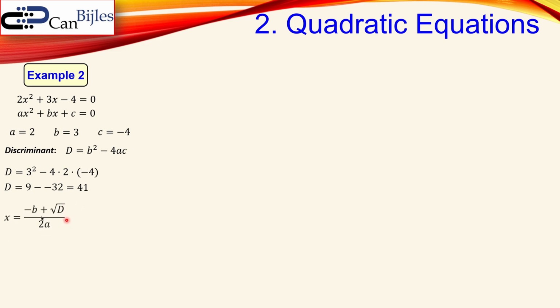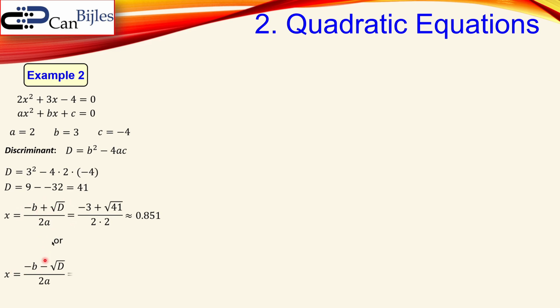Now, one of the solutions is x equal to minus b plus the square root of D, which is this discriminant, over 2 times a. And if you do that calculation, we get minus 3 plus the square root of 41 over 2 times 2, which is 4. And that is approximately 0.851. Or you can have another solution, which is very similar to that one, only this plus sign needs to be a minus sign.